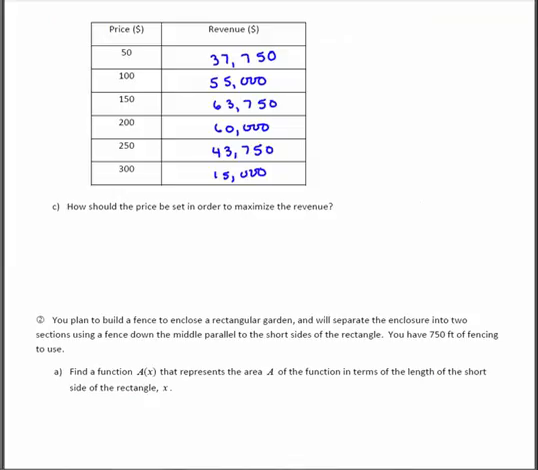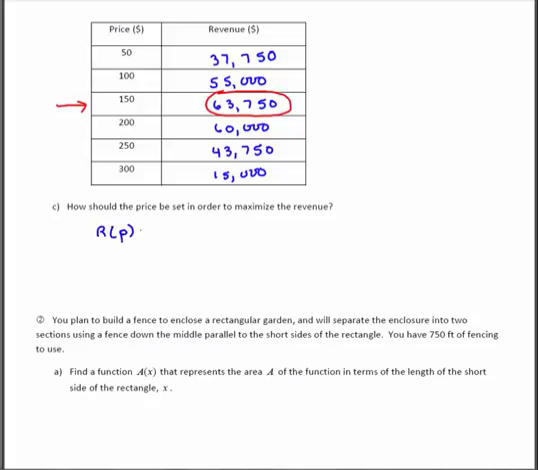The final question in this example asks, how should the price be set in order to maximize the revenue? Notice that in our table, the largest revenue happens when our X value, or our price rather, is $150. At that point, we see the largest revenue. But we don't really know if that's the actual maximum or if the maximum could be a little bit less or a little bit more than 150 at a value that wasn't evaluated in this table. So we're going to go ahead and do this one by hand again. I'm going to use algebra to see if I can maximize my revenue.